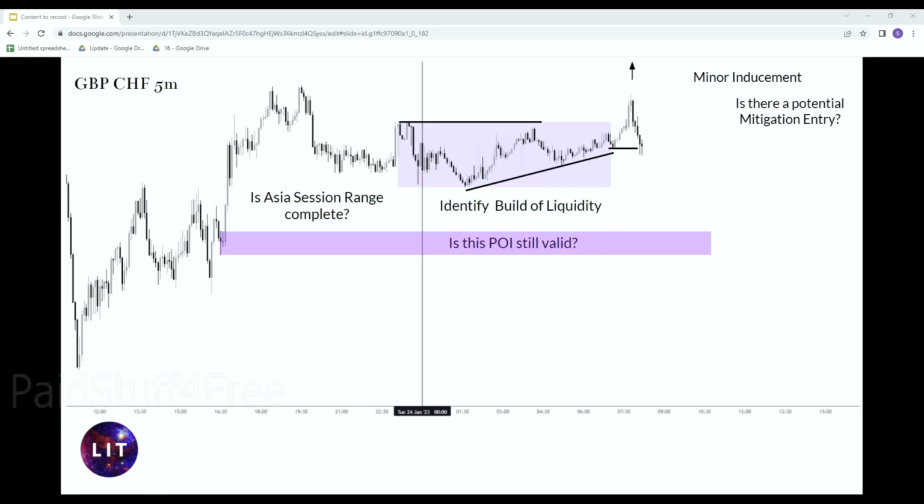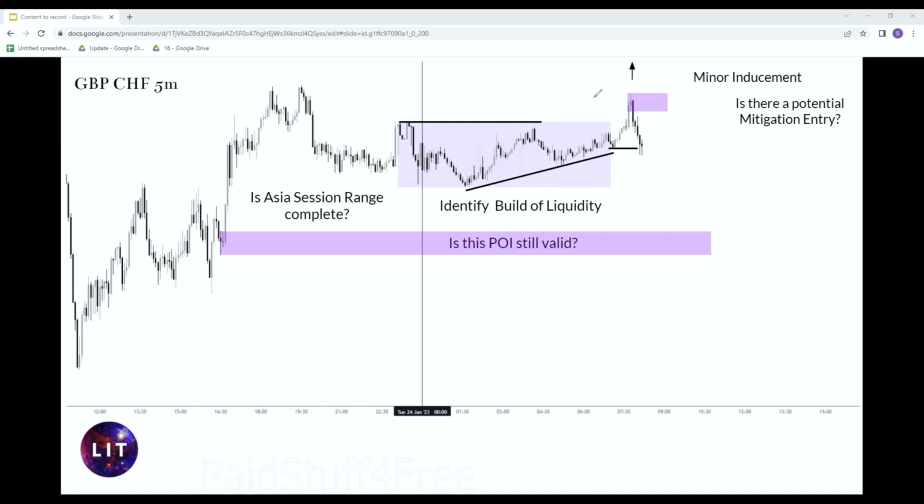Now, the question is, is there a potential mitigation entry? So I did mention something, didn't I? So that was this box over here. Looking nice. There's a very small imbalance, but either way, it's a mitigation POI. Right, let's ignore those drawings. They're really horrible. But either way, we have a mitigation. We have a relevant break of structure. We've had our liquidity inducement high. What more could we really ask for at this stage? It's a matter of, let's just execute.